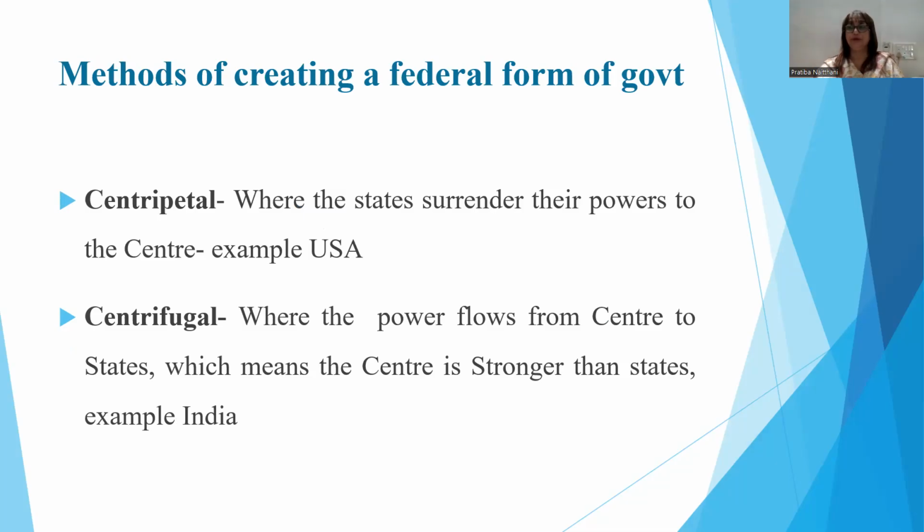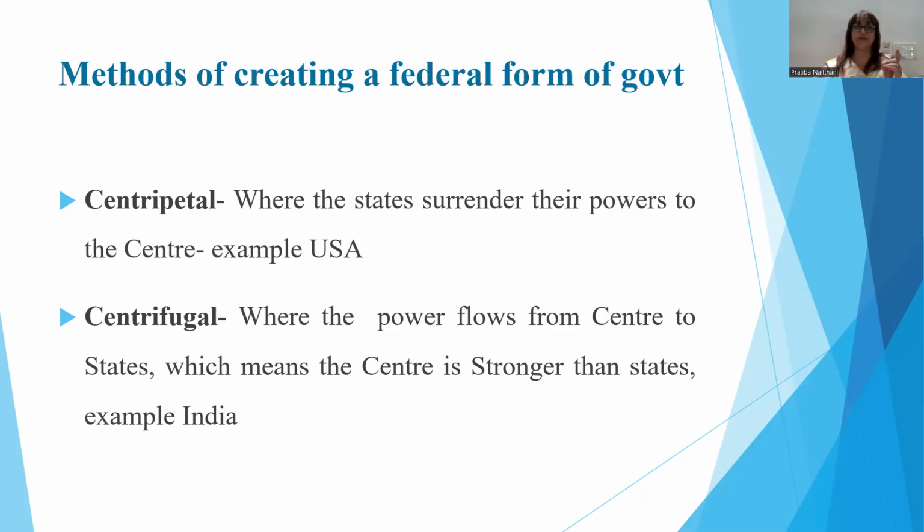Now, what decides the division of power between the center and the state? The fundamental factor which influences the division of power, and thereby determines whether the center will be strong or whether the states will enjoy more autonomy, is which method of forming the federal government has been followed. There are two methods, the centripetal method and the centrifugal method.